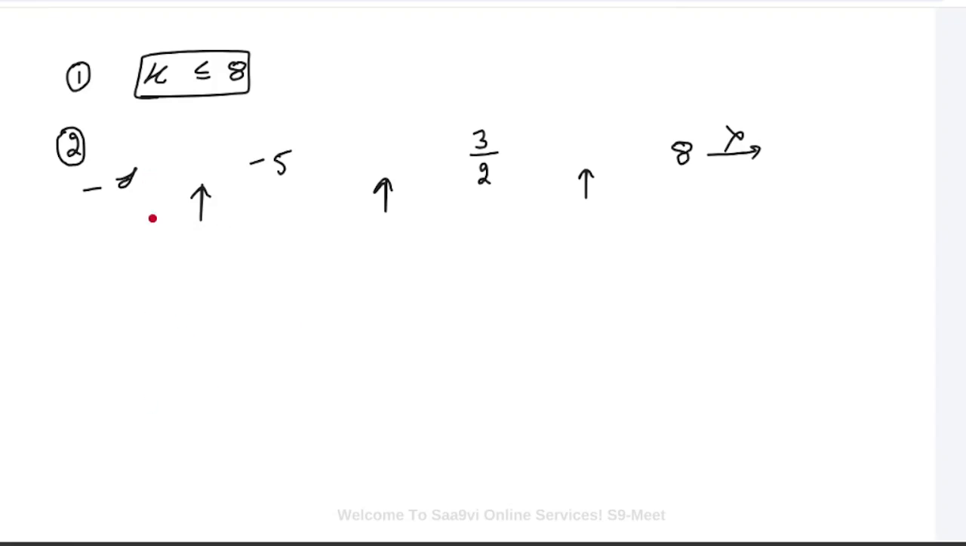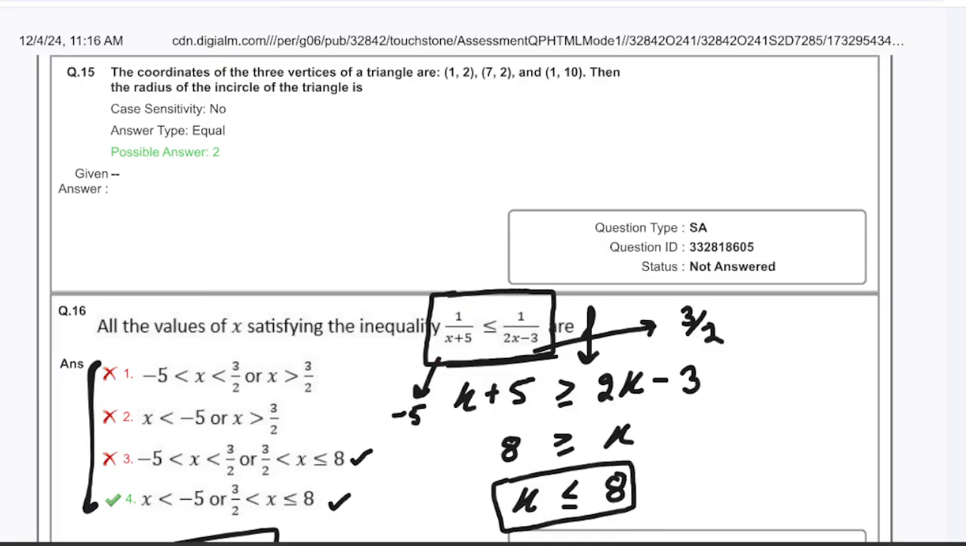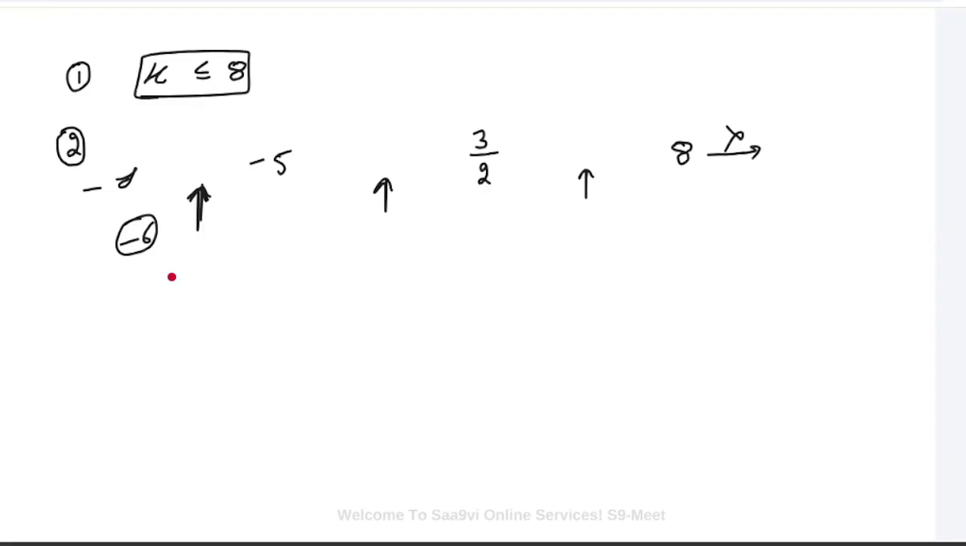Let's start from this region first. Let's take a value which is less than minus 5. Let's take minus 6, and let's put that in our equation. The equation which we have is 1 by x plus 5 less than or equal to 1 by 2x minus 3. Now if I put minus 6 here, I get 1 by minus 6 plus 5, that is minus 1, less than or equal to 1 by 2x minus 3.